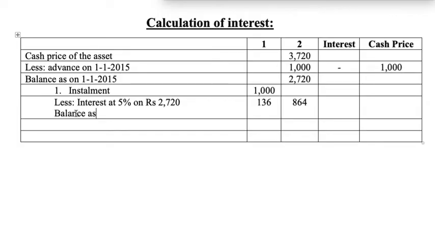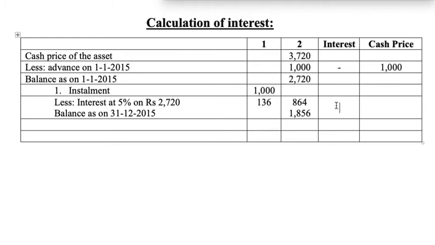Balance as on 31st 12 2015. What would be the balance? It would be 2720 minus 864. If we deduct it, we are going to get 1856 rupees, right?